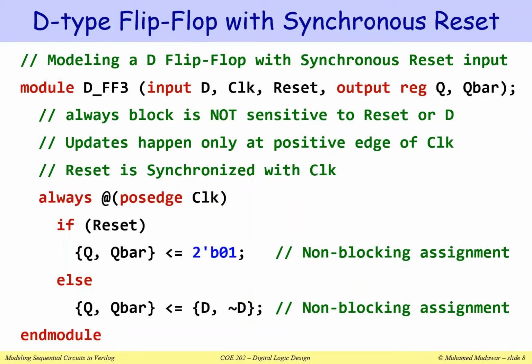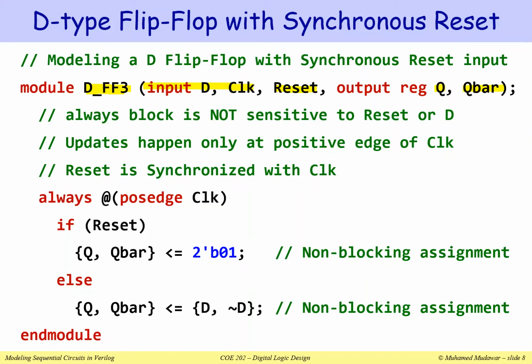So here's another module which is called D flip-flop 3. Now we are seeing different D flip-flops. There are three inputs: D, a clock, and also reset. These are the three inputs to the D flip-flop. We have two outputs, Q and Q bar. So the reset is now a third input to this D flip-flop.